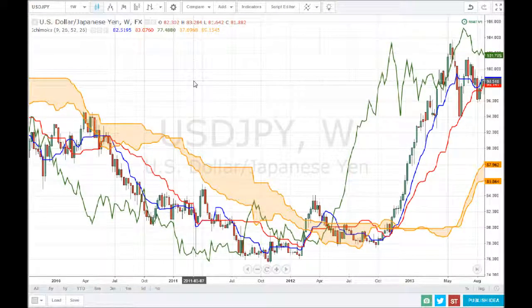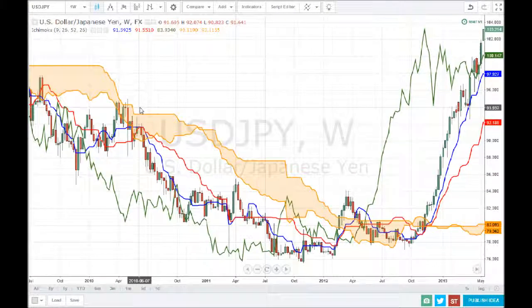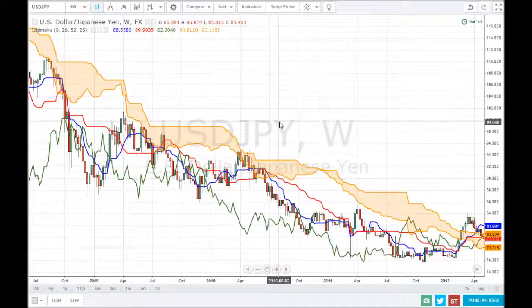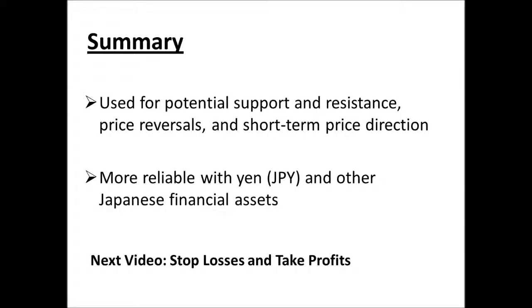There may be parts of the Ichimoku Kinko Hyo that you like and some parts that you don't like. So there's no reason why you couldn't just use the Ichimoku Cloud, support and resistance, or the crossover, if that is what you find most reliable. But there is a lot offered by this indicator, and I think that's why it's so attractive to traders. The Ichimoku Kinko Hyo is used for potential support and resistance, price reversals, and short-term price direction.